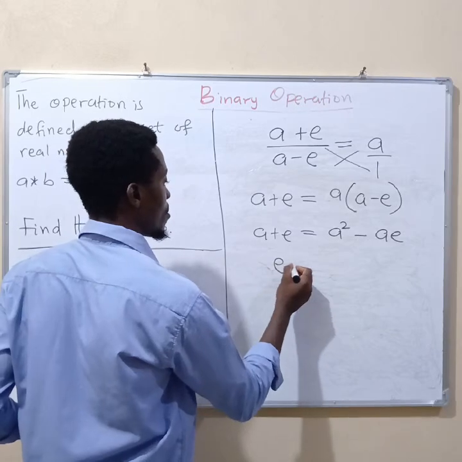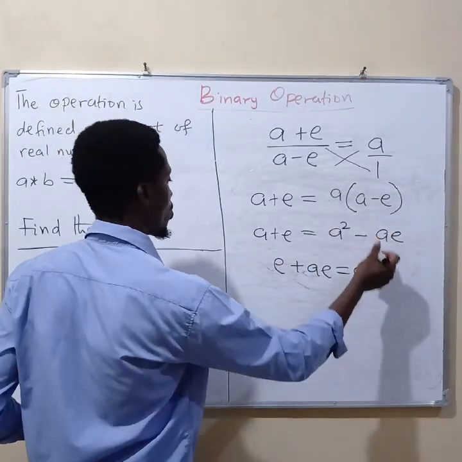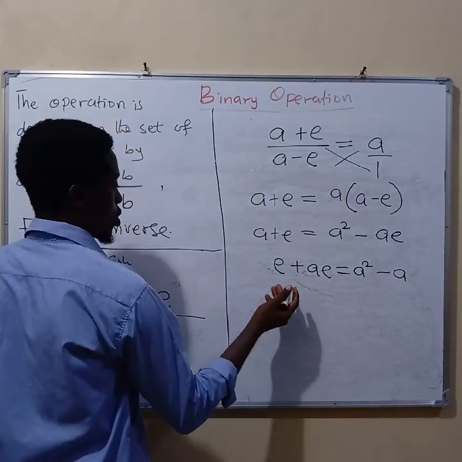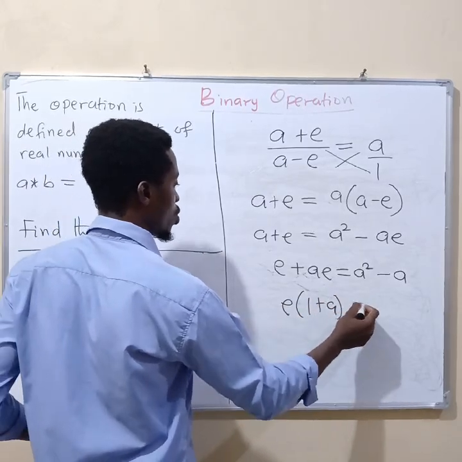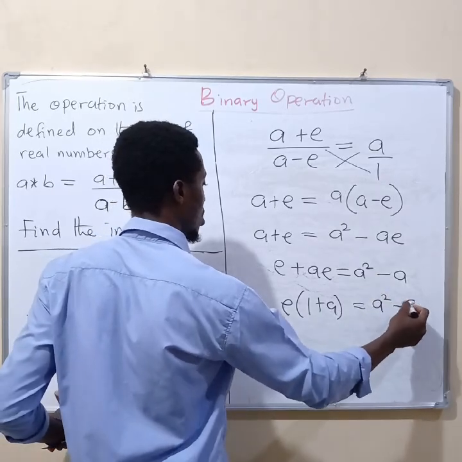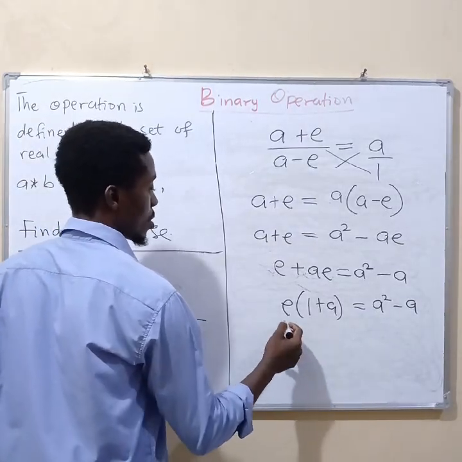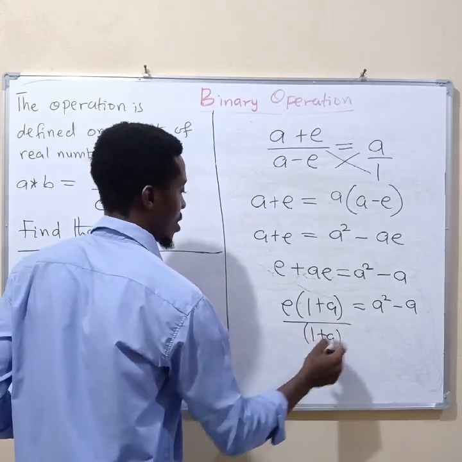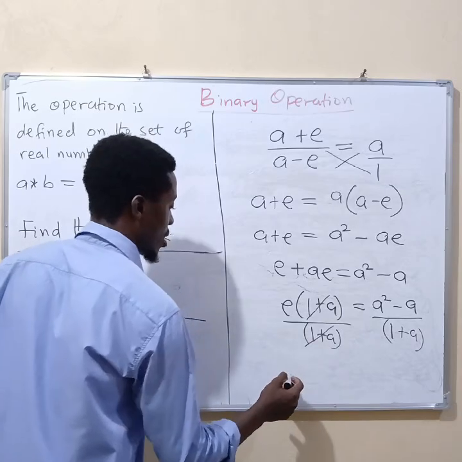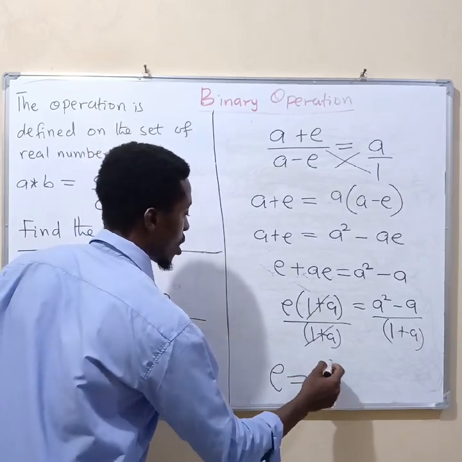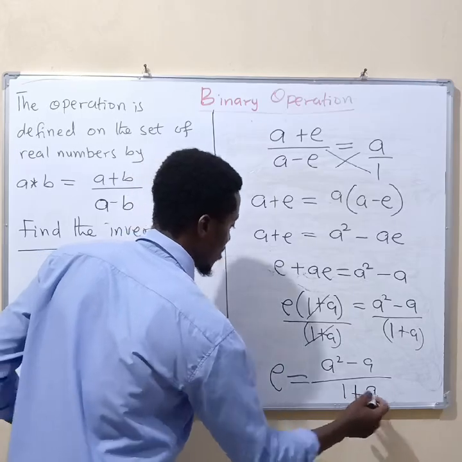So E plus AE is equal to A squared, then this A has to go because we don't need it, minus A. So we factorize E out and we get E times 1 plus A equal to A squared minus A. We divide by the coefficient of E, which is 1 plus A. So this cancels this. Then at the end of the day, we have E equal to A squared minus A all over 1 plus A.